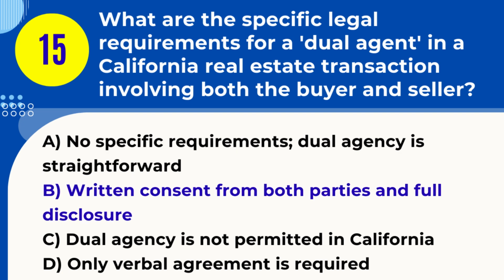Answer: B. Written consent from both parties and full disclosure. Explanation: in California, a dual agent representing both the buyer and seller in a real estate transaction must obtain written consent from both parties and provide full disclosure of the dual agency relationship, including the potential conflicts of interest.